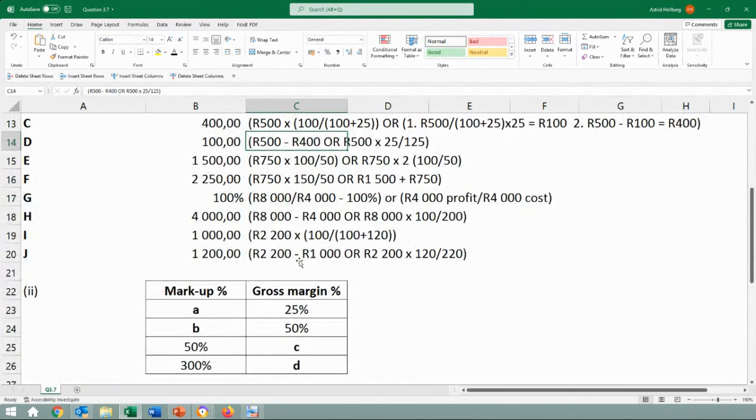Okay, so let's move on to the next table that was also in that question. So also part of that is they've given you a table with markup percentage and the gross margin percentage. Now who can tell me what was the difference between a markup percentage and a gross margin percentage? Okay, I'm going to repeat the question. What's the difference between a markup percentage and a gross margin percentage?